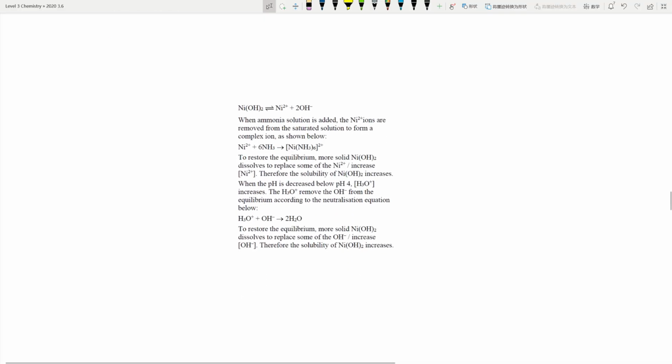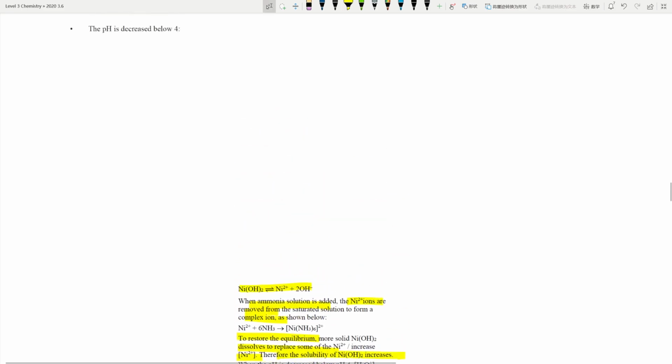I think I put it here. So this is the top half of the answer. This is the equation. When you add ammonia, the Ni2+ ions are removed because they form a complex ion. To re-establish equilibrium, you shift to the right to make more Ni2+, therefore solubility increases. So that's the first half of the answer.